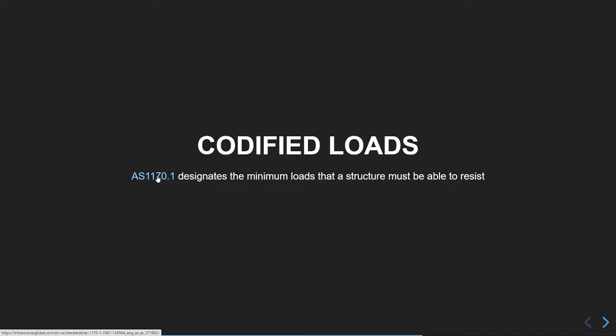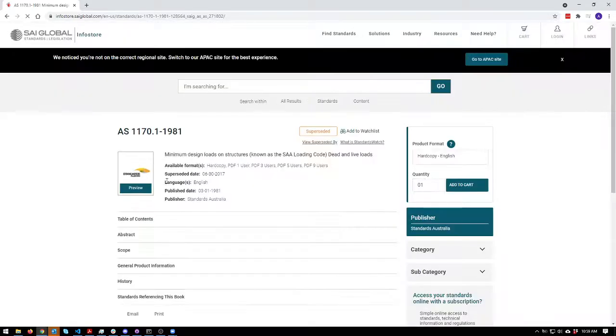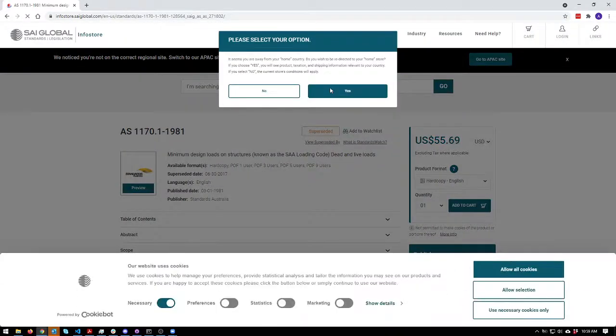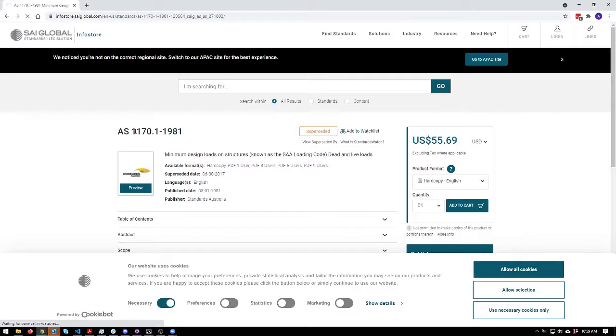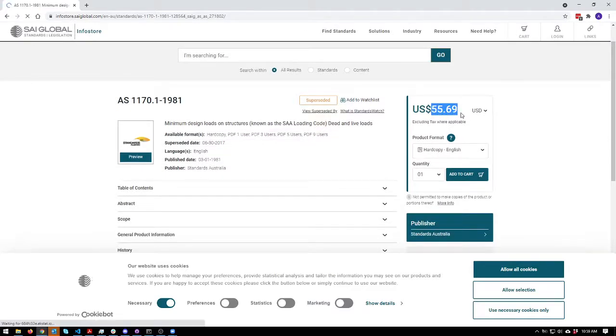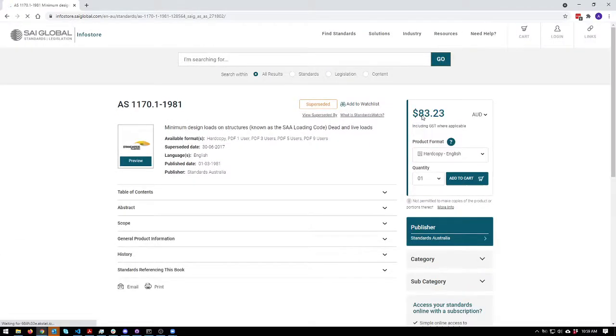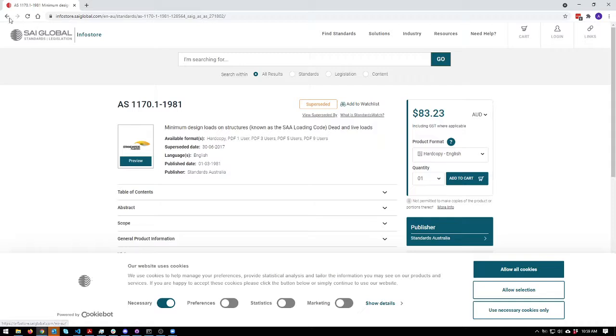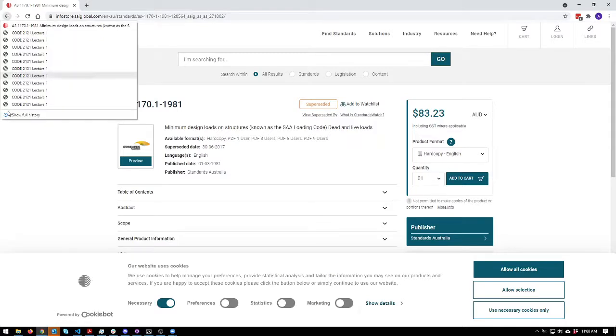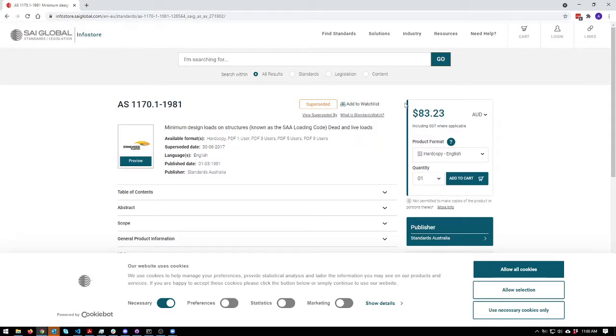Now, most of you probably don't know this, but Australian standards are a document that you actually have to pay for. So this one's $55. Actually, look at that, it just jumped up to $83 because it probably knows I'm in New South Wales. So don't bother to go get this because you're going to be spending money on something you probably don't need until you actually move into your industry.